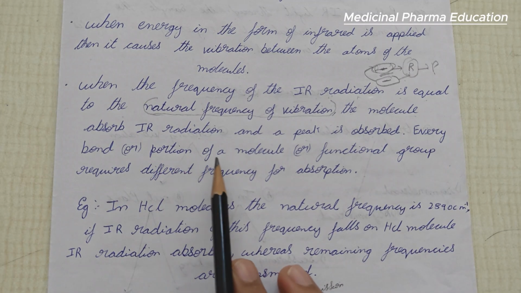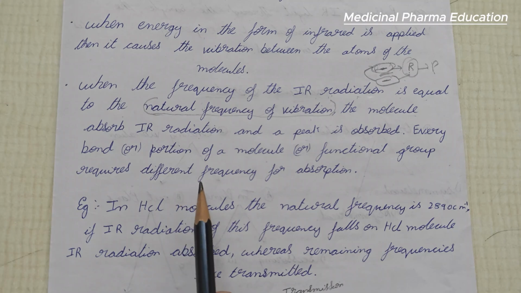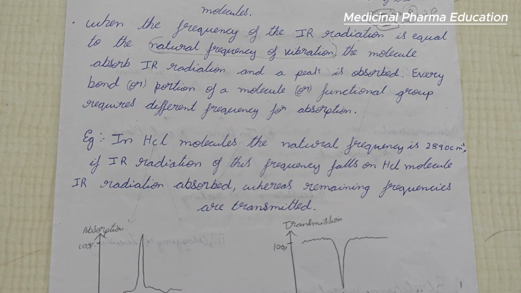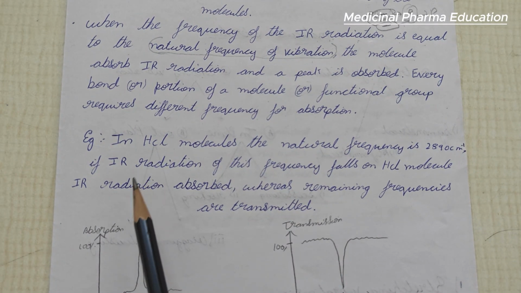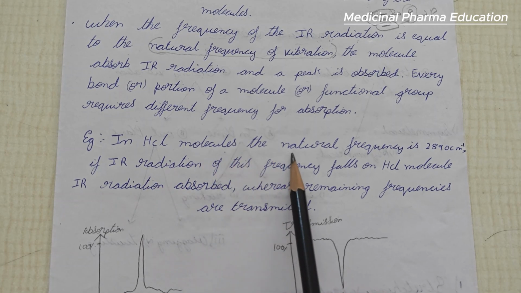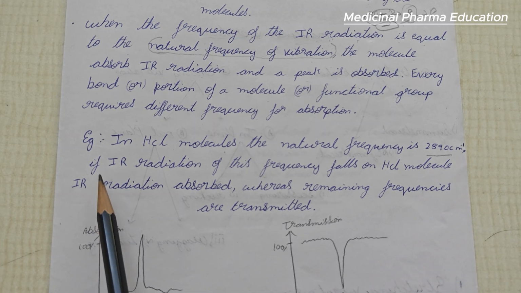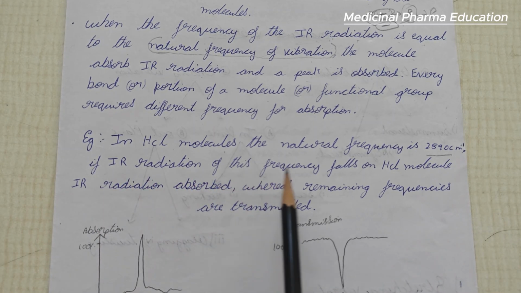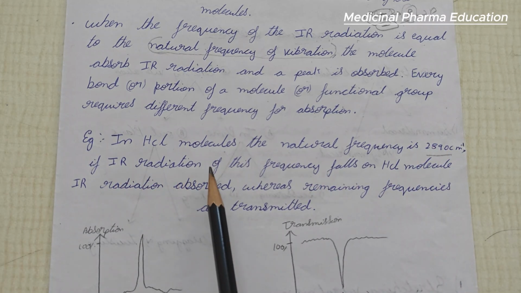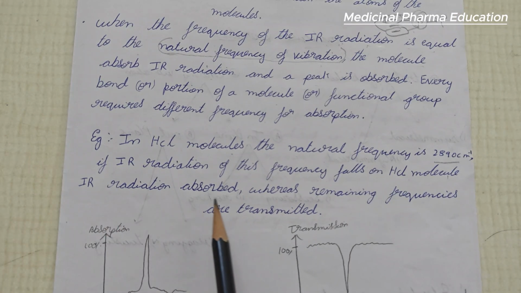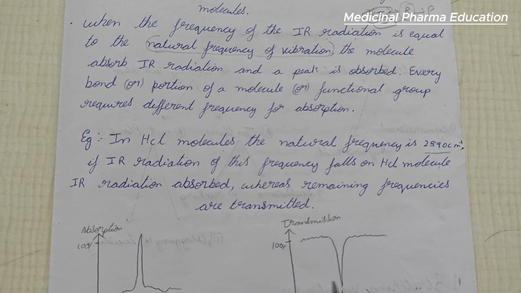Every bond portion of a molecule or functional group requires a different frequency of absorption. As I already said, every molecule, every bond, every functional group requires a different frequency for absorption. Here you can understand in a better way by this example. In the HCl molecule, the natural frequency is 2819 centimeter inverse. If the IR radiation of this frequency falls on the HCl molecule, the IR radiation is absorbed, whereas the remaining is transmitted.